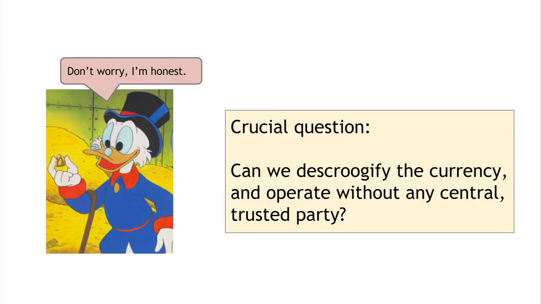So the central technical challenge that we need to solve in order to improve on Scroge Coin is, can we de-Scrogeify the system? That is, can we get rid of that centralized Scroge figure? Can we have a cryptocurrency that operates like Scroge Coin in many ways, but doesn't have any central trusted authority? In order to do that, we're going to need to figure out how to provide the services that Scroge provides, but do it in a decentralized way, in a way in which no particular party is particularly trusted.